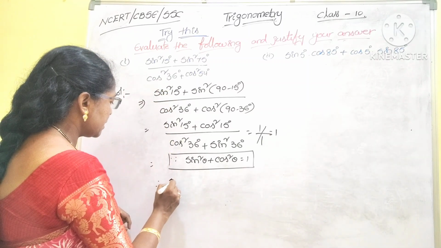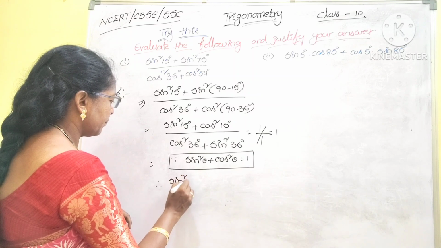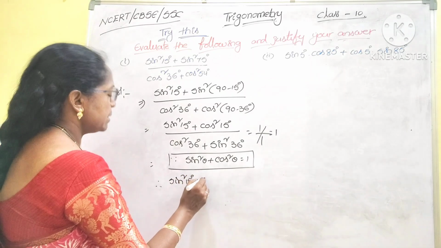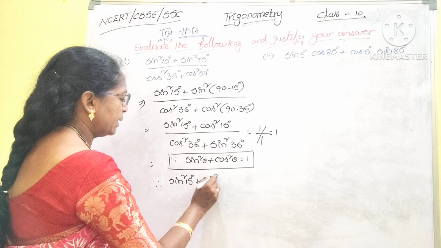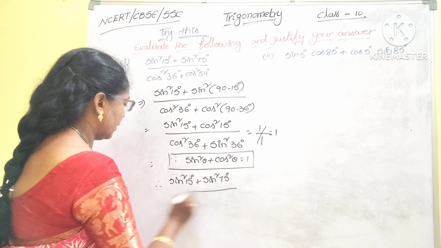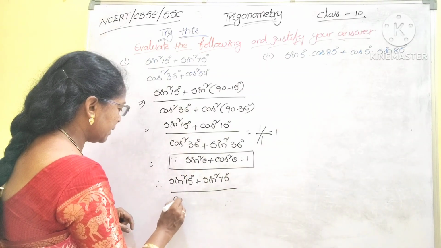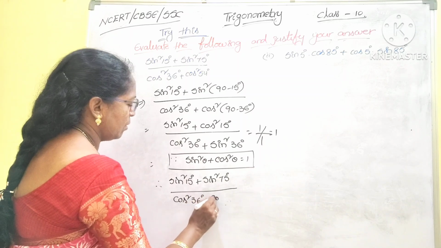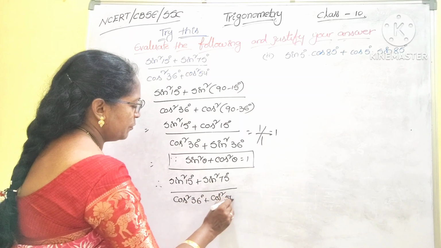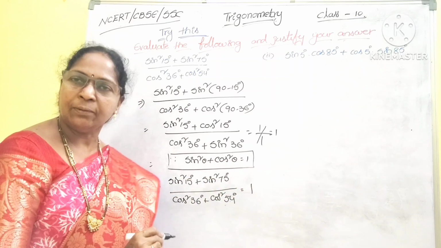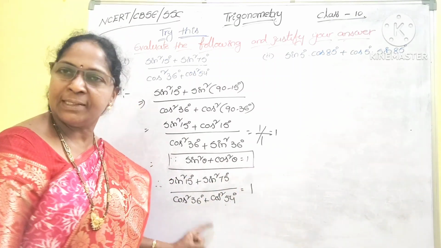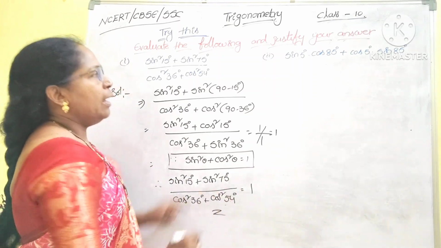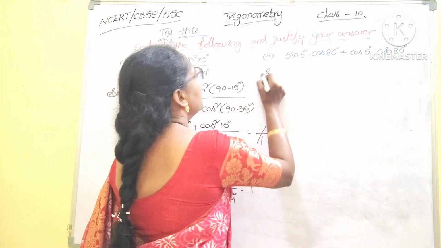Therefore, write down sin square 15 degrees plus sin square 75 degrees divided by cos square 36 degrees plus cos square 54 degrees equal to 1. We got the answer. This is the answer. Next one, second one solution.